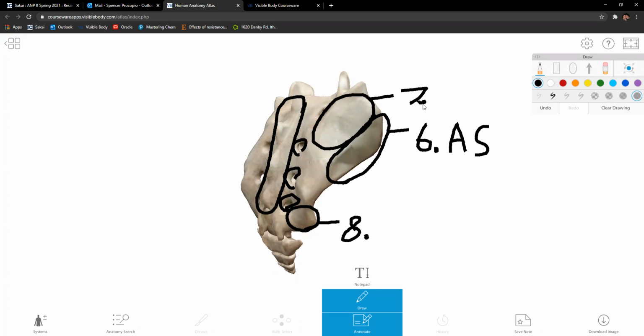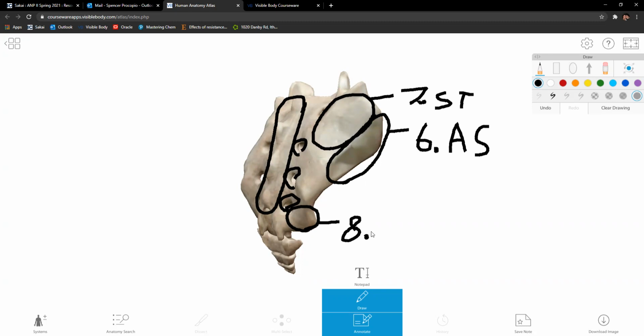So for number seven, we will be looking at the sacral tuberosity. Like I said, it's a little hard to tell on Visible Body because if you use the bony landmark tool, it doesn't really highlight this section as the sacral tuberosity, but you still have to know it. So it's going to be posterior and superior to the auricular surface.